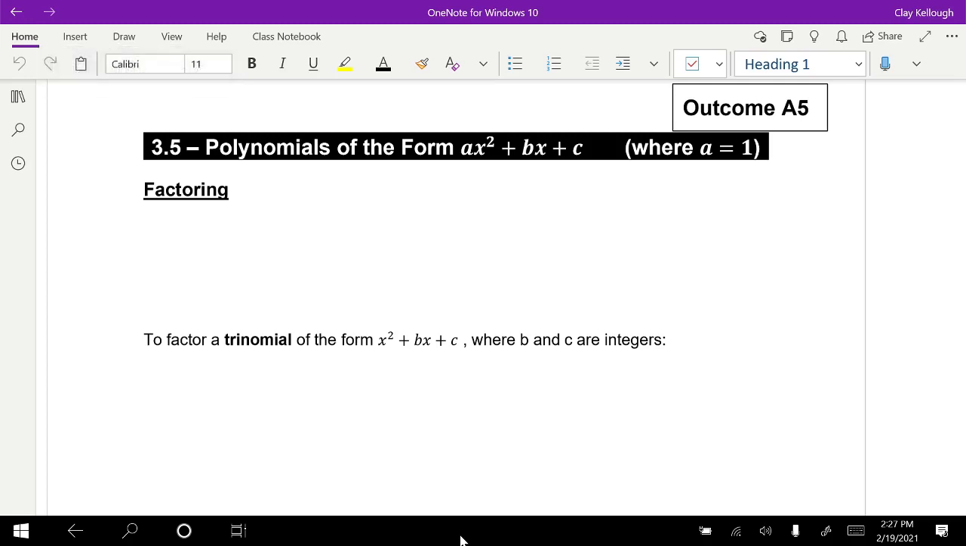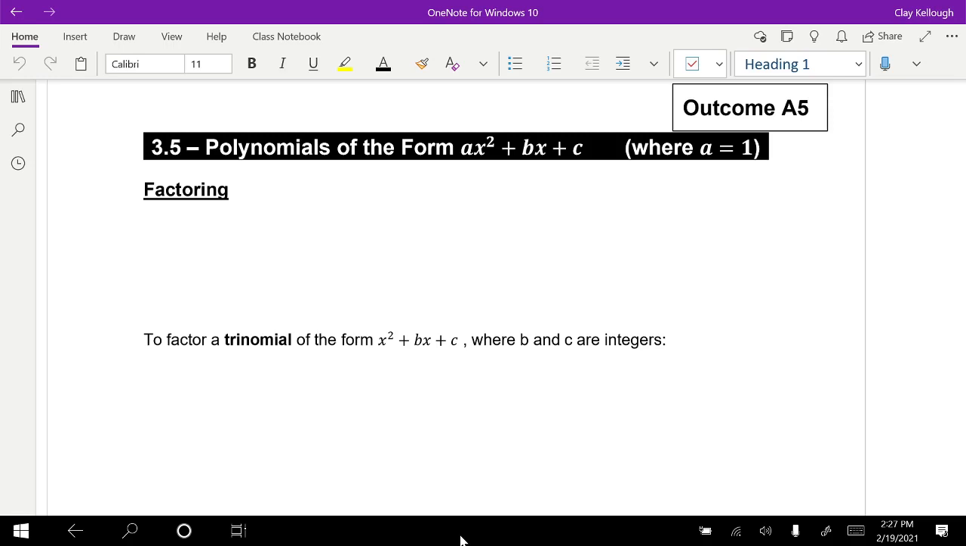Yesterday we did a really cute little activity where we were playing with numbers. If I give you two numbers and I say, what two numbers add to make this and then multiply to make that, if you found that activity easy, then you're probably going to find this skill fairly easy.